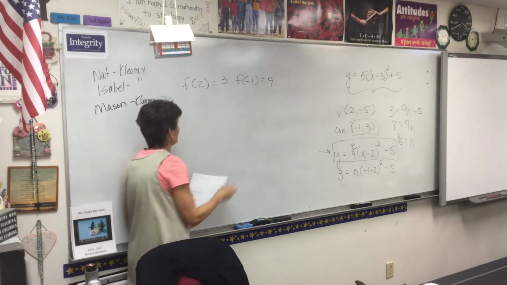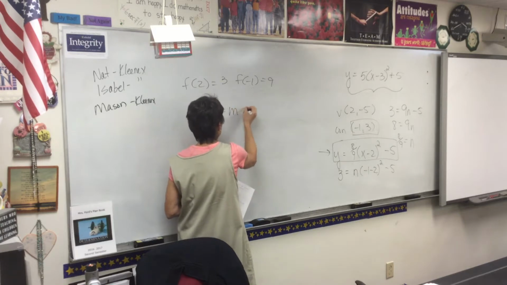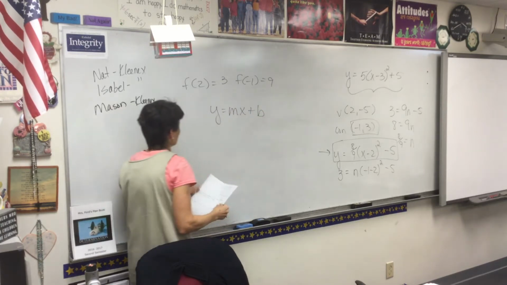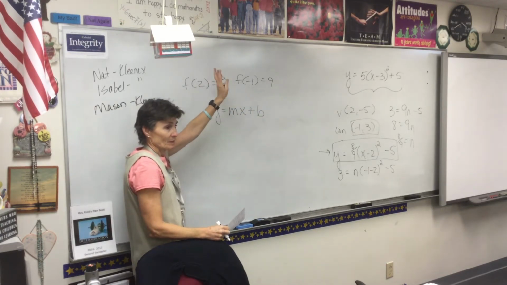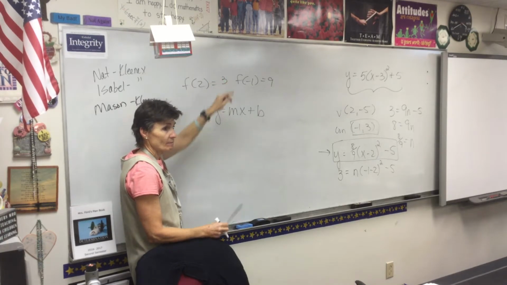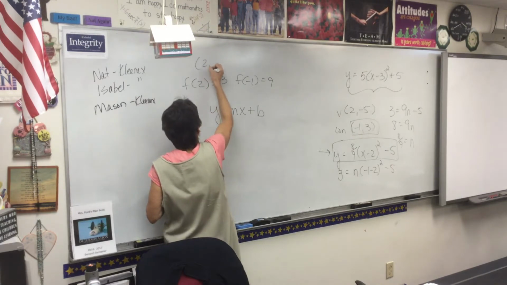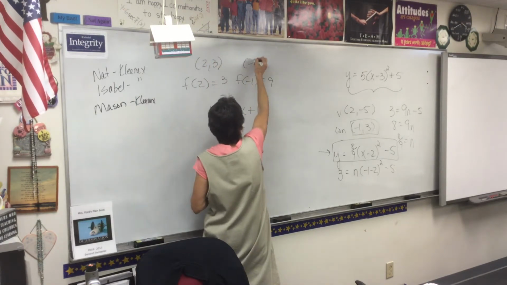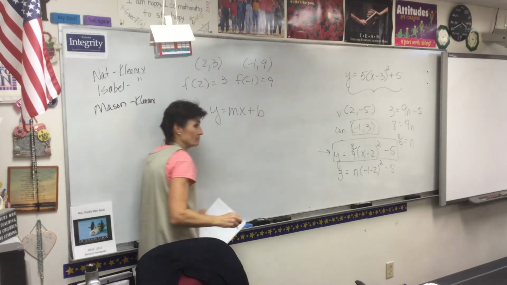Number 4. Write the equation of the linear function where f of 2 is 3 and f of negative 1 is 9. Okay, now wait a minute. Write the equation of the linear function. Y equals mx plus b is the first thing you're thinking. Y equals mx plus b. And then what's all that? Those are ordered pairs, right? So 2 comma 3 and negative 1 comma 9.